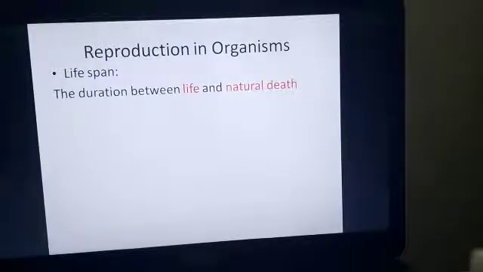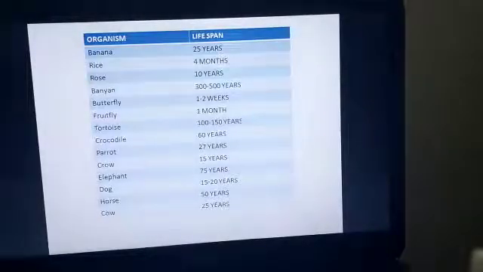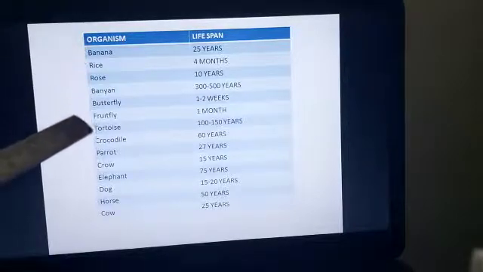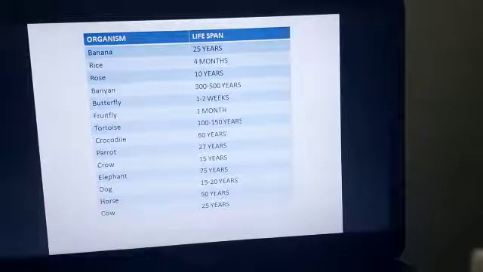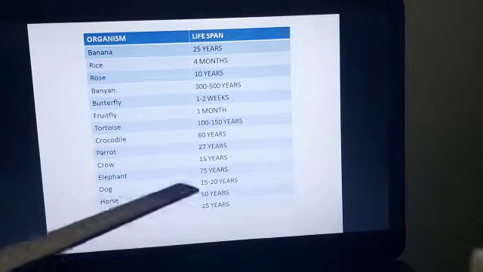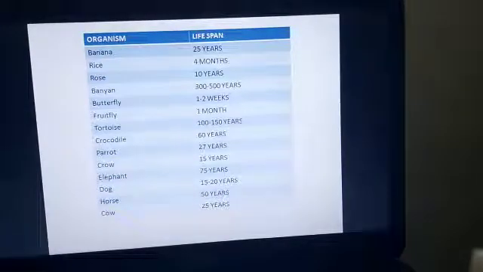Now here in the syllabus, it is mentioned that you have to know the lifespan of these organisms. So all of you have to learn by heart the lifespan of all these organisms. Every year at least one organism's lifespan is asked in the examination paper. So please see that you know the lifespan of all these organisms. This comes as a 1 mark question in section A.